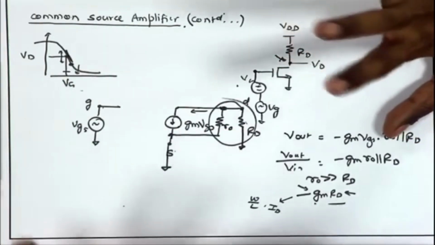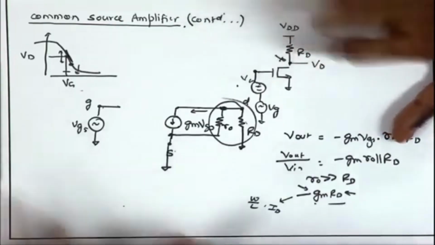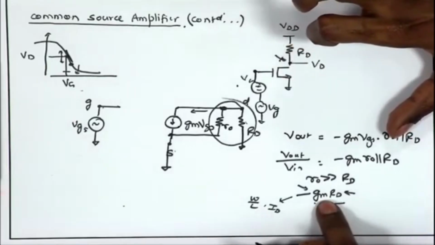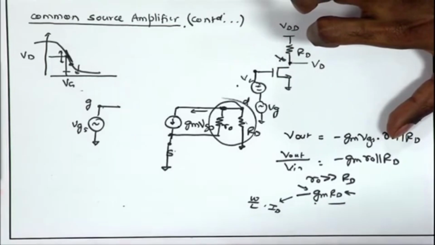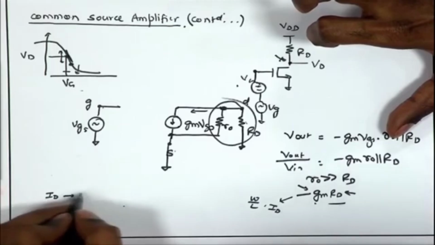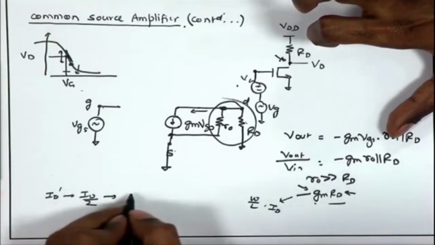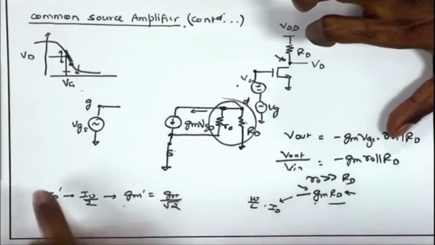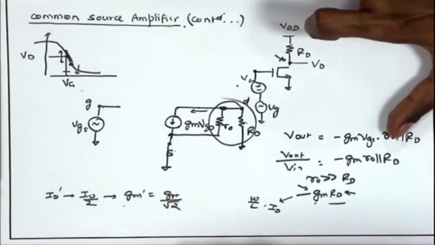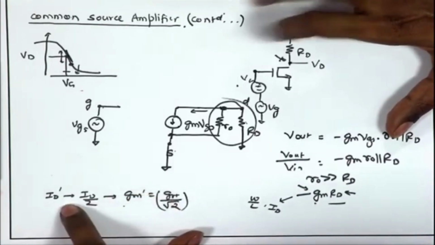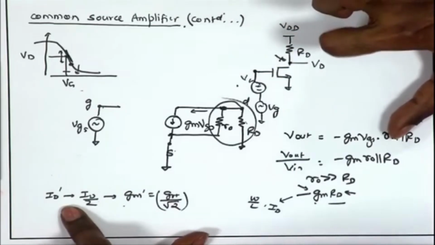If we want to maintain the signal swing, one of the possibilities is that I reduce the Id. So, suppose I reduce the Id, make it half. So, Id dash is Id by 2. That means my gm dash is going to be gm by root 2, because gm is proportional to root Id. Now, corresponding to this, of course, I am seeing that my gm has gone down. So, can it help me in achieving larger gain while maintaining the signal swing at the output?